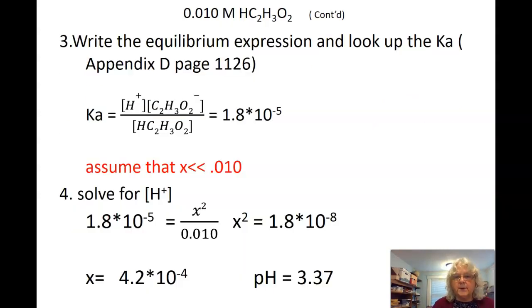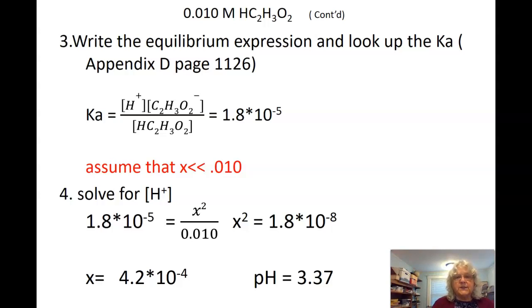So we're going to continue this on. We write an equilibrium expression, products over reactants. So I've done that. And I look up the Ka value. The Ka value is in Appendix D. That's on page 1126 in your text. You might want to make a copy of that and keep it around when you're working on these problems.